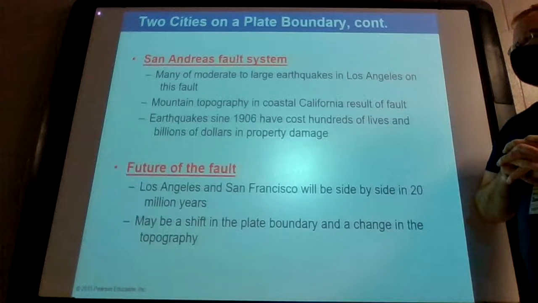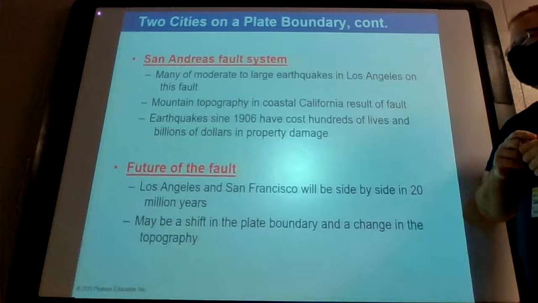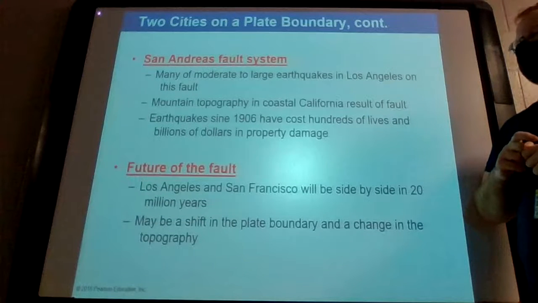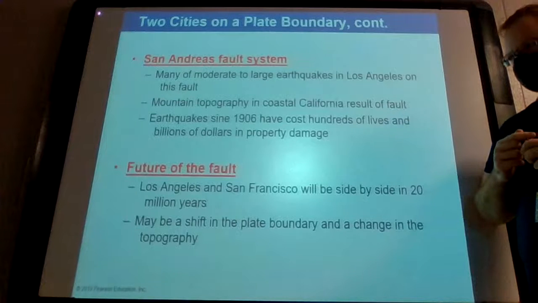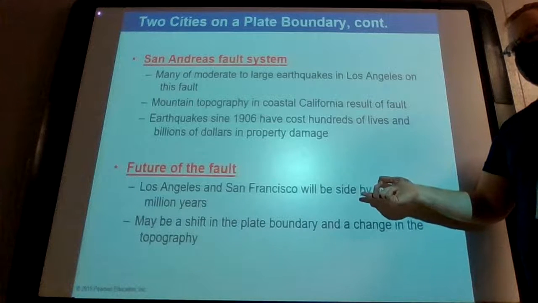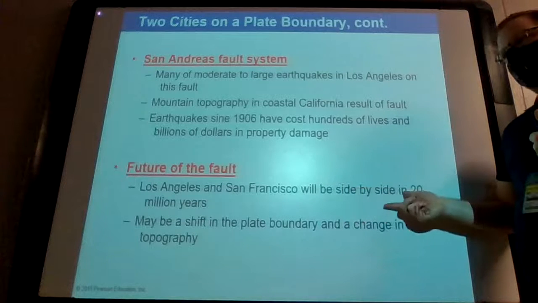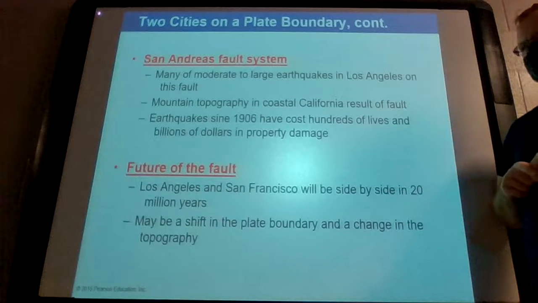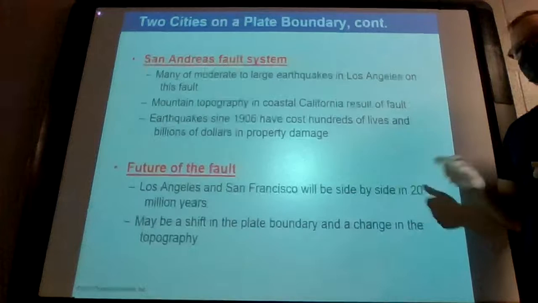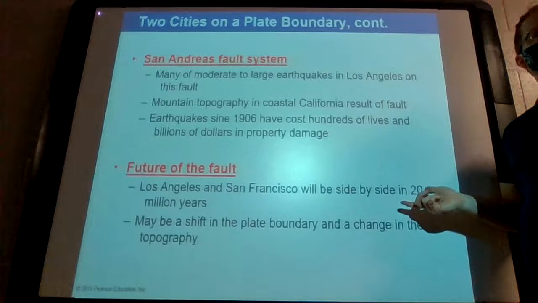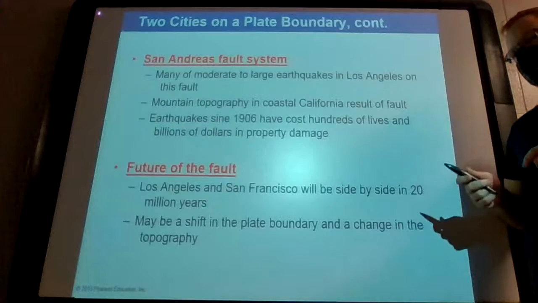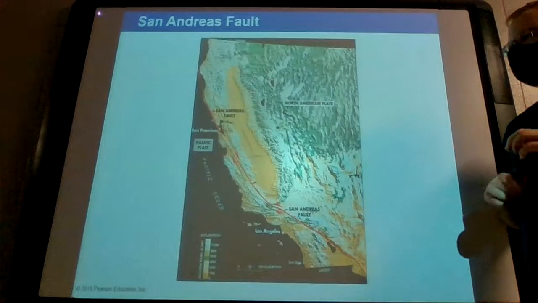Earthquakes since 1906 have cost hundreds of lives. Just hundreds? I would imagine it might be thousands, but maybe I'm wrong. And billions of dollars of damage. What's going to happen in the future of the fault? Los Angeles and San Francisco will get closer and closer until they're actually side by side in about 20 million years. Obviously, that's a long time away, and we'll have lots of earthquakes between then and now. But that's exactly what's going to happen.